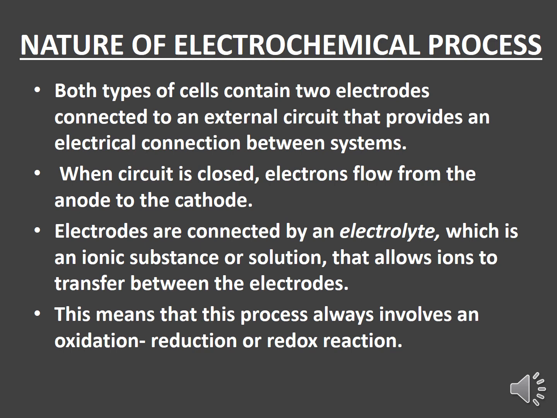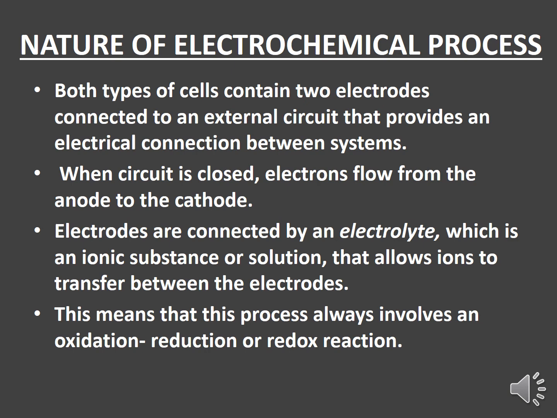Nature of electrochemical process. Both types of cells contain two electrodes connected to an external circuit that provides an electrical connection between systems. Means two electrodes which are dipped in electrolytes are connected with one another with the help of an external circuit as well, and with the help of an internal circuit by the movement of the ions. When the circuit is closed, electrons flow from anode to cathode through the external circuit, and electrodes are connected by an electrolyte, which is an ionic substance or solution that allows ions to transfer between the electrodes, and this will take place in the internal circuit.